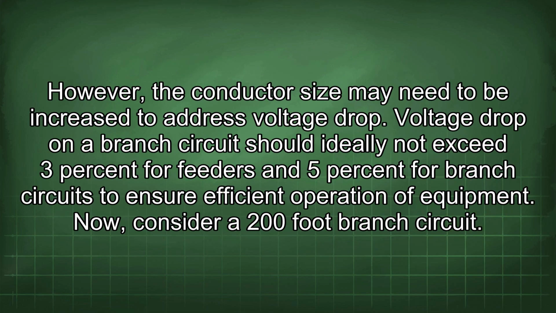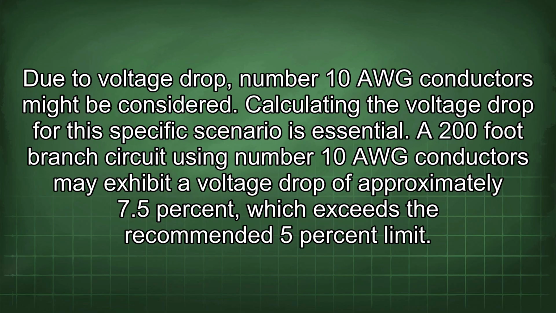However, the conductor size may need to be increased to address voltage drop. Voltage drop should ideally not exceed 3% for feeders and 5% for branch circuits to ensure efficient operation of equipment. Now consider a 200-foot branch circuit. Due to voltage drop, number 10 AWG conductors might be considered. Calculating the voltage drop for this specific scenario is essential.